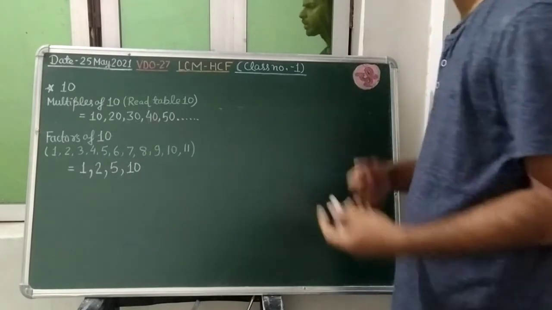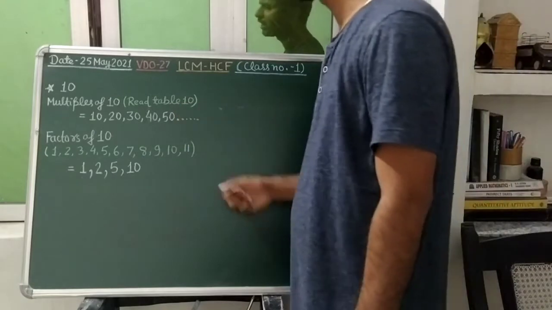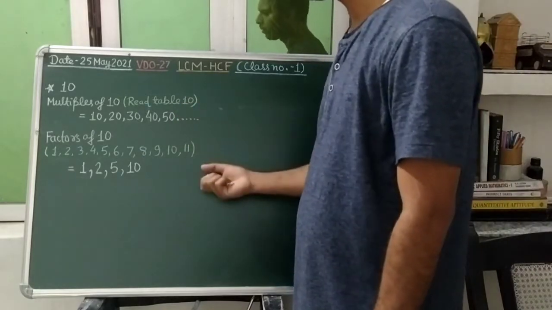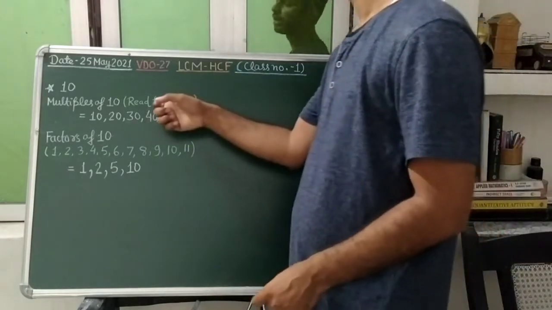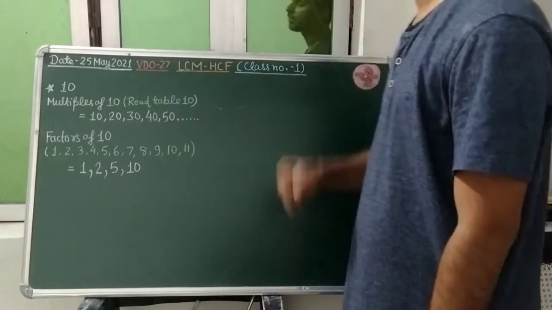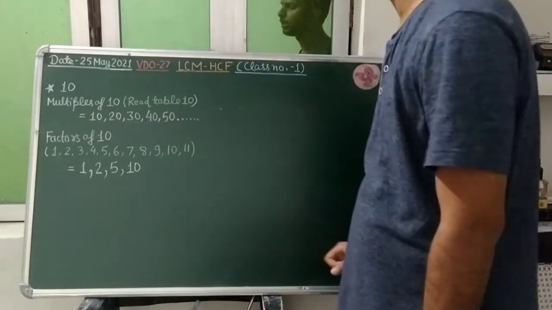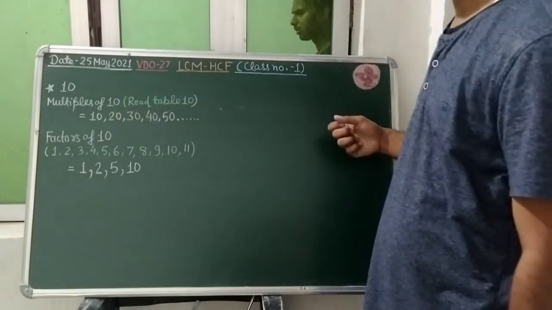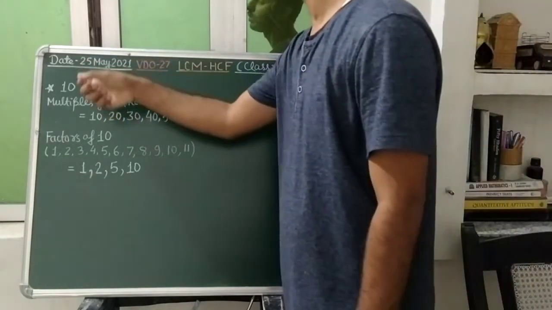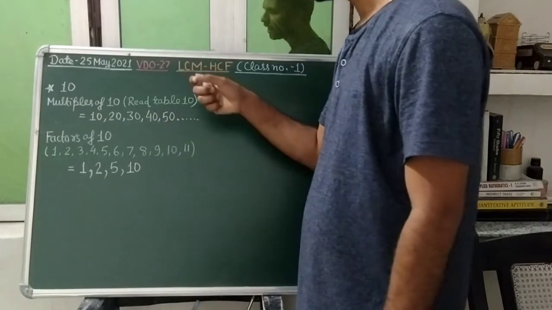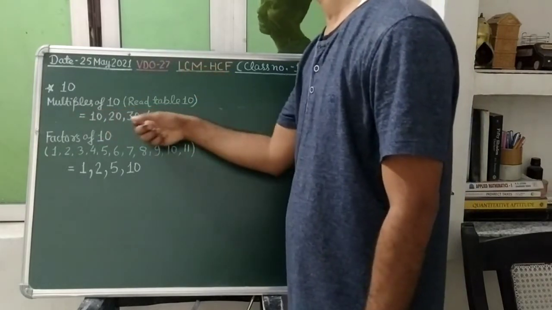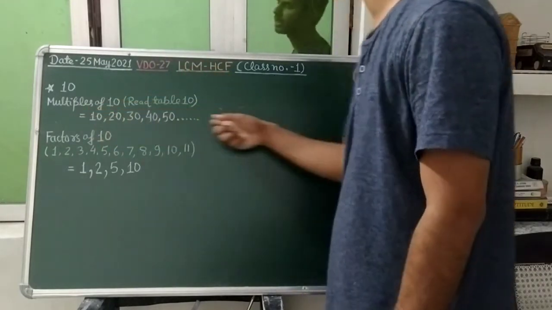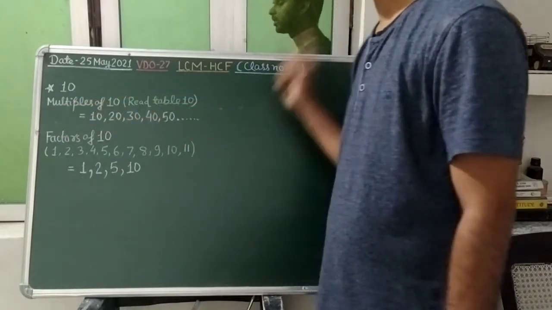So we are looking, students, that when we are writing the multiples of any number, what will we do? We will read out the table of that number. That will be the multiples of that number. So here the number is 10, so we will read out the table of 10. So 10, 20, 30, 40, 50. This will be called our what? Multiples of this number 10.